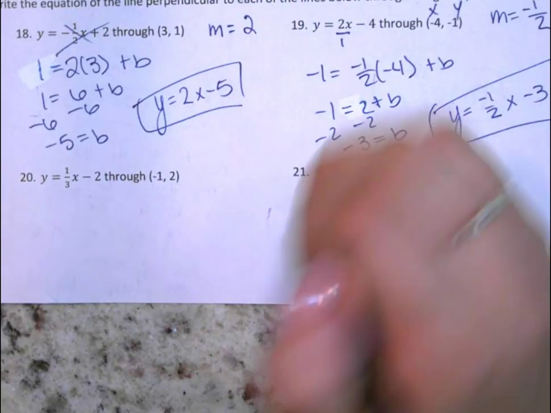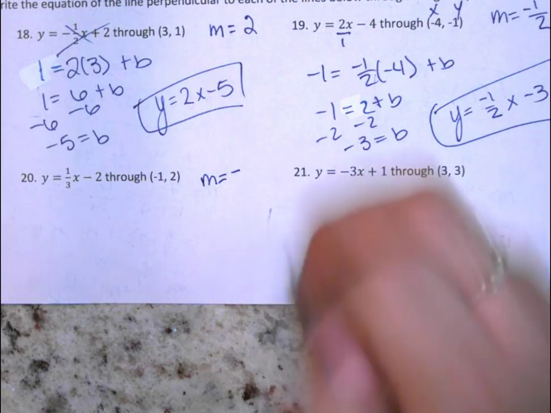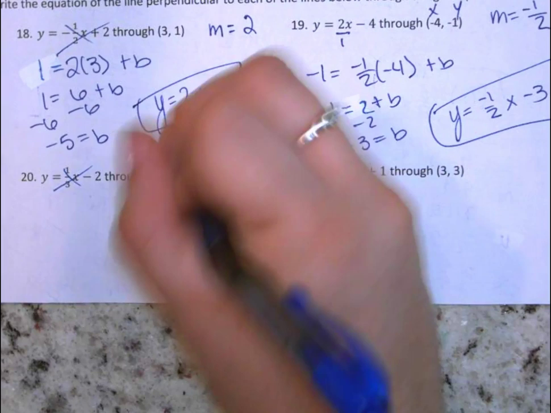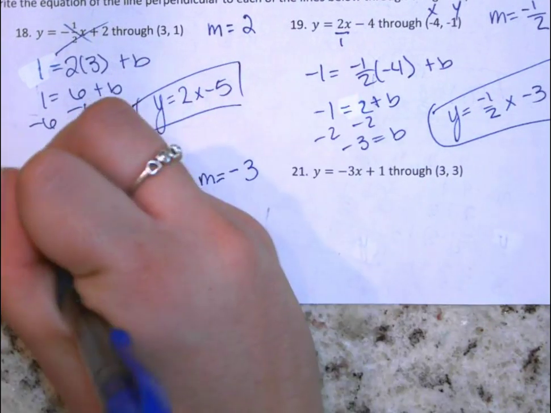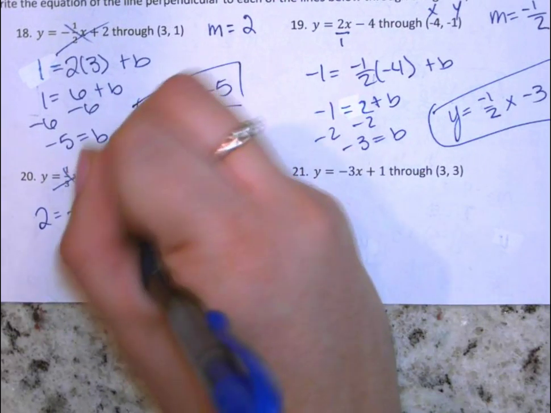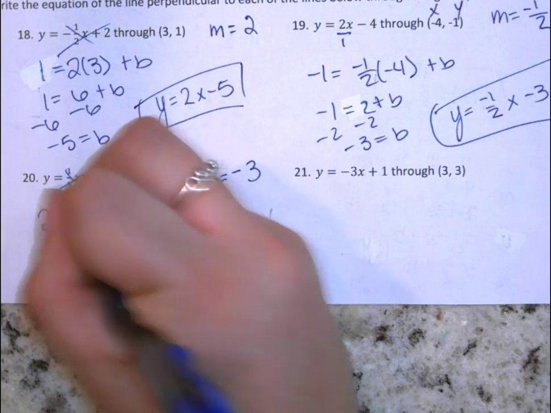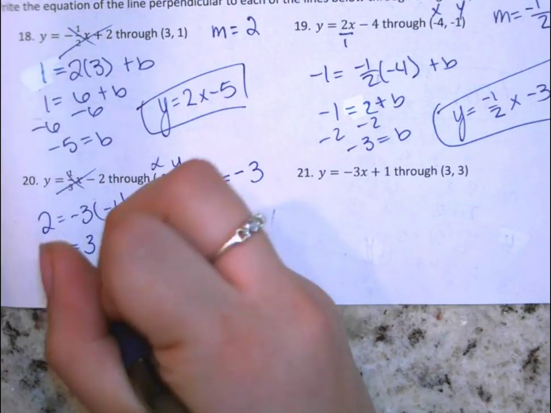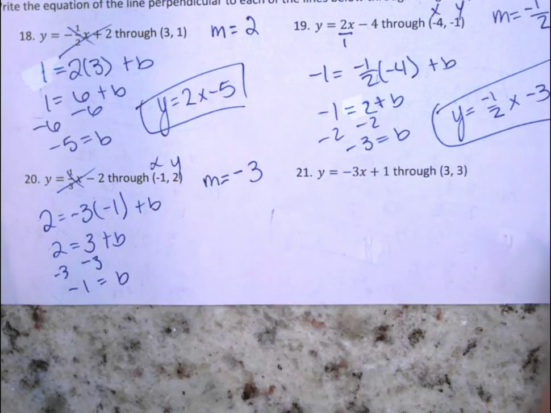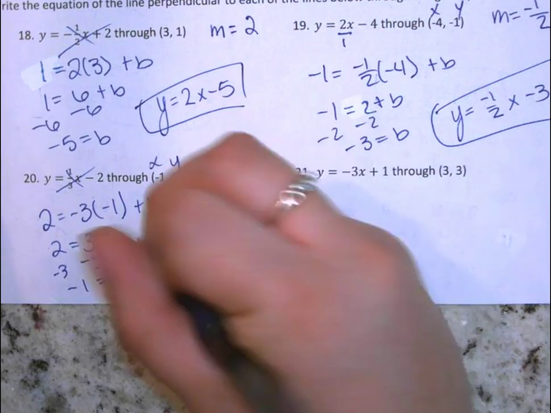On number 20, I need to start by changing the sign, so it's going to be negative. Flipping 1/3 turns into just 3 over 1, or 3. Then I'm going to plug in for x and y. I have 2 equals negative 3 times negative 1 plus b. Negative 3 times negative 1 is positive 3. Then I subtract 3 on both sides. I get negative 1 equals b. Plug back in. y equals negative 3x minus 1.